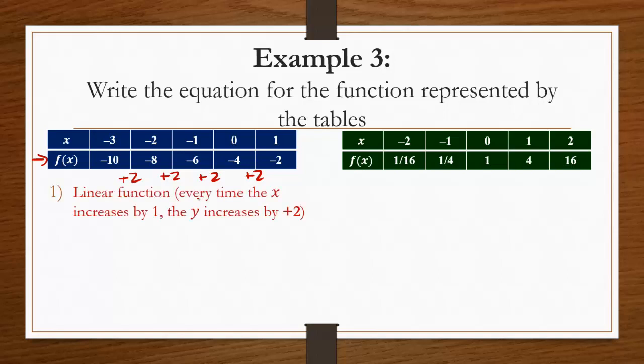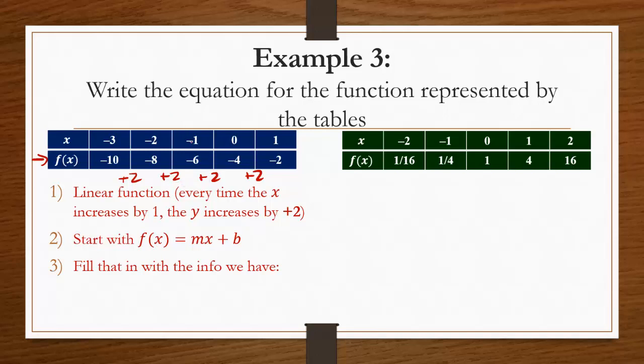Which means it's a linear function, because every time the x increases by 1, the y increases by plus 2, not minus 2. So we start with the formula y equals f of x equals mx plus b. Fill that in with the information we have, which is, we know that the slope is going to be 2 over 1, because we're adding 2 each time.